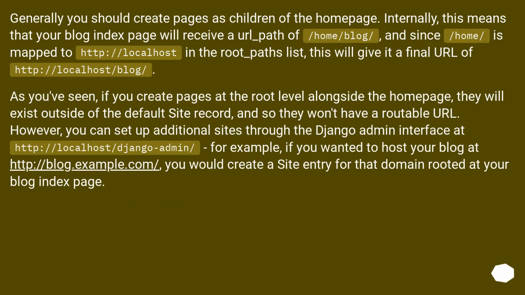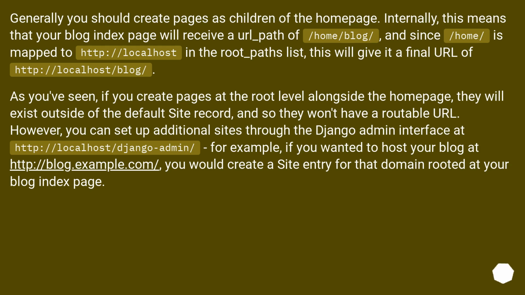Generally, you should create pages as children of the home page. Internally, this means that your blog index page will receive a url_path of /home/blog/, and since /home/ is mapped to http://localhost in the root_paths list, this will give it a final URL of http://localhost/blog/.